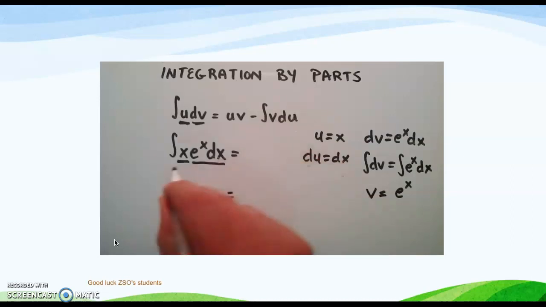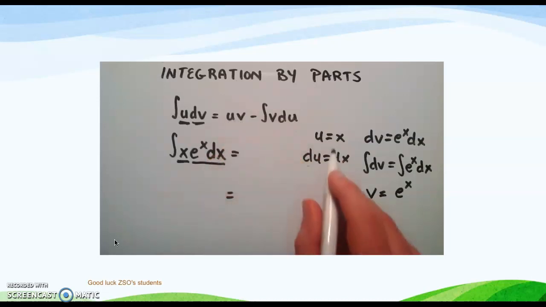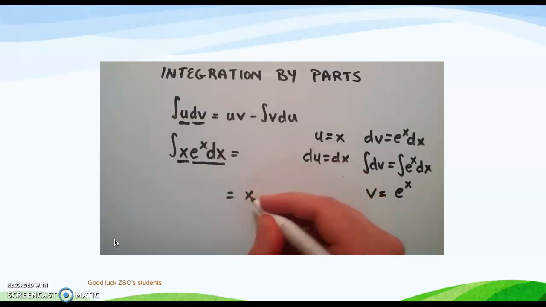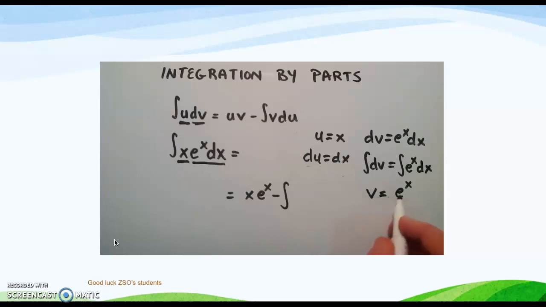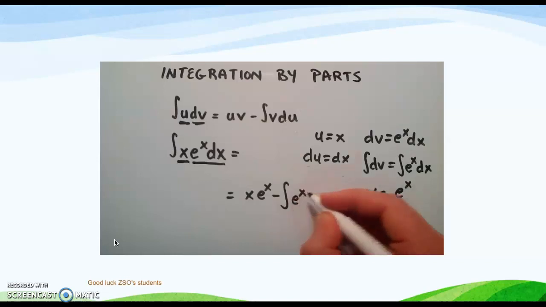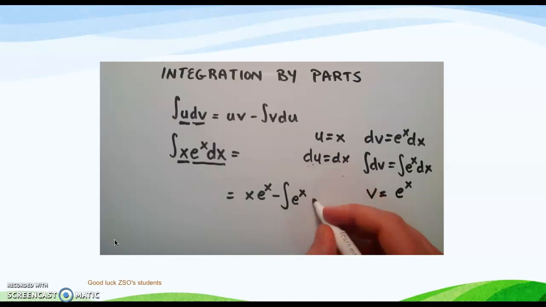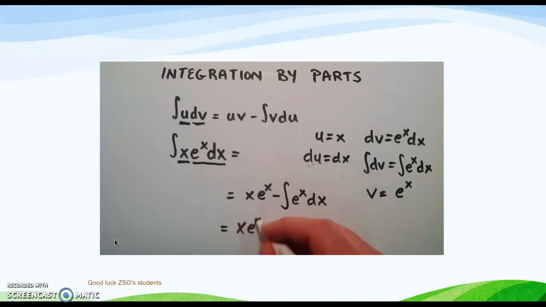So basically this is going to equal u times v. u is equal to x. v is equal to e to the x. So this is our u times v right here. And then we just subtract the integral of v times du. v was e to the x, and du was dx. So this simply becomes x times e to the x minus the integral of e to the x with respect to x, which is simply e to the x. And then we can add our constant term.